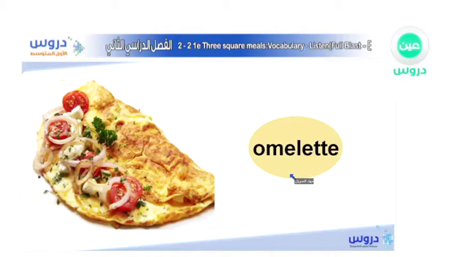And then we have omelet. Again, omelet. One last time, omelet. Omelet consists of what? Well, that's right, it consists of eggs. And sometimes you have some vegetables with it, for example, as you can see here, some tomato and some onions.